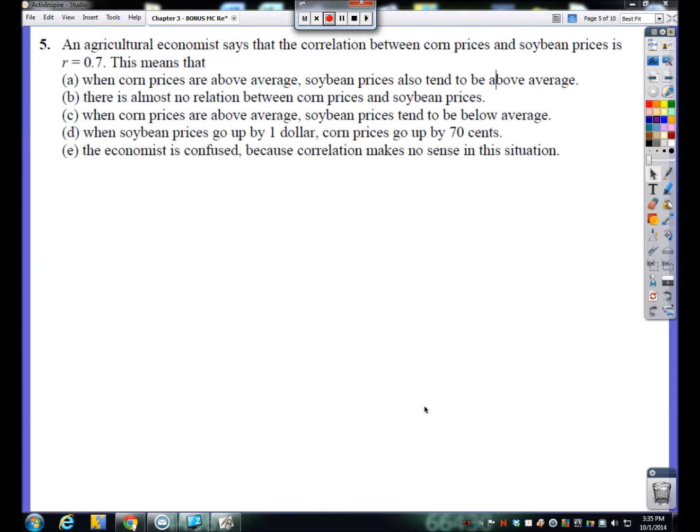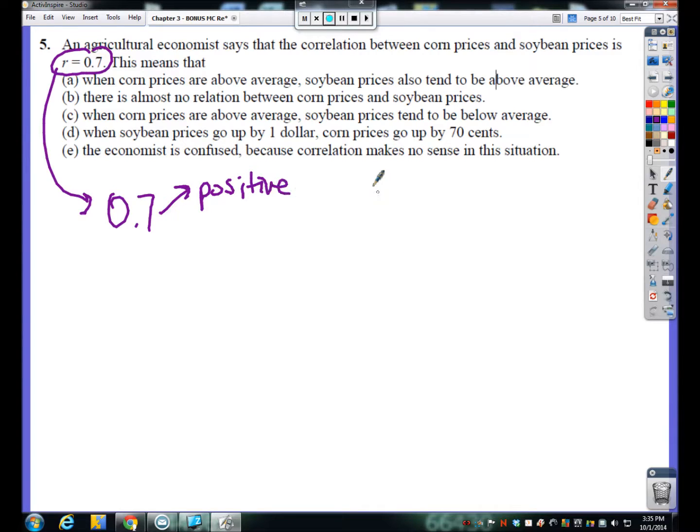Number 5. An agricultural economist says that the correlation between corn prices and soybean prices is R equals 0.7. This means that... So first let's discuss, before we try to determine what the 0.7 means here. If the correlation is 0.7, number 1, I know it's positive, which means if I were to consider a scatter plot, that means overall, in general, the points are increasing from left to right and up and down.